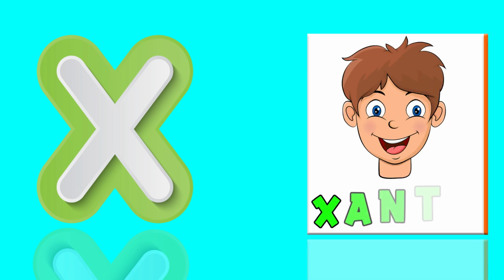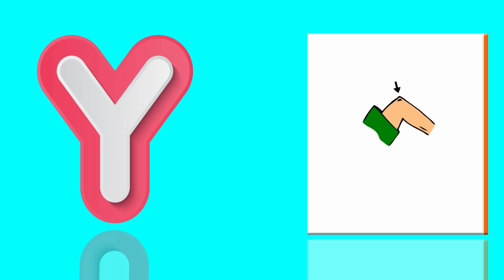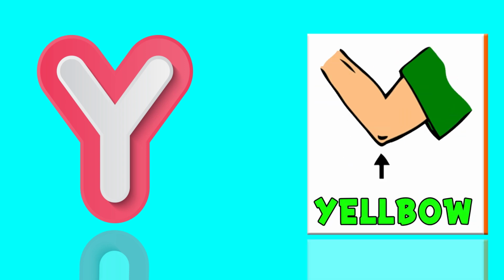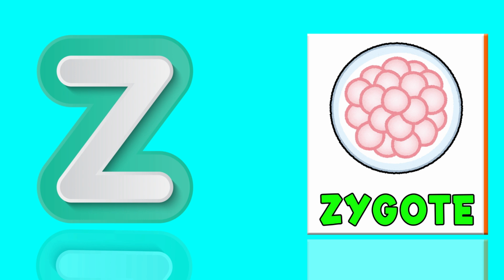X. X is for example. Y. Y is for yellow. Z. Z is for zygote.